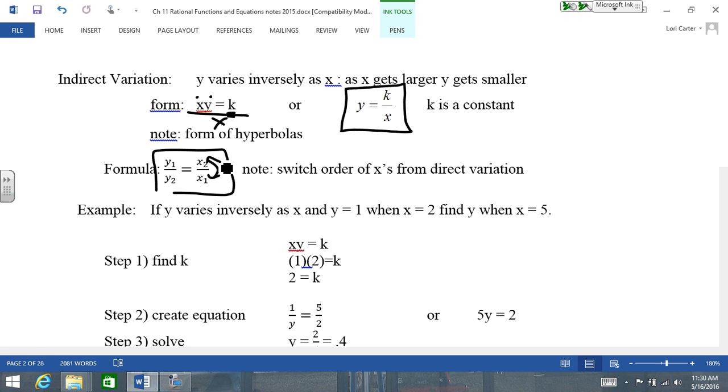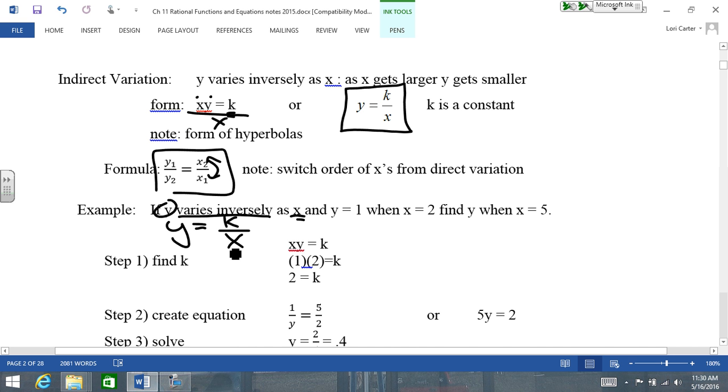Are you ready? You have to read. It says varies inversely. It can also say varies indirectly. It doesn't matter. That means it's equal to k over something. That's what varies indirectly means. So that's the first thing you write. Now y, your first variable, goes here. Your second variable goes on the bottom. So y equals k over x.